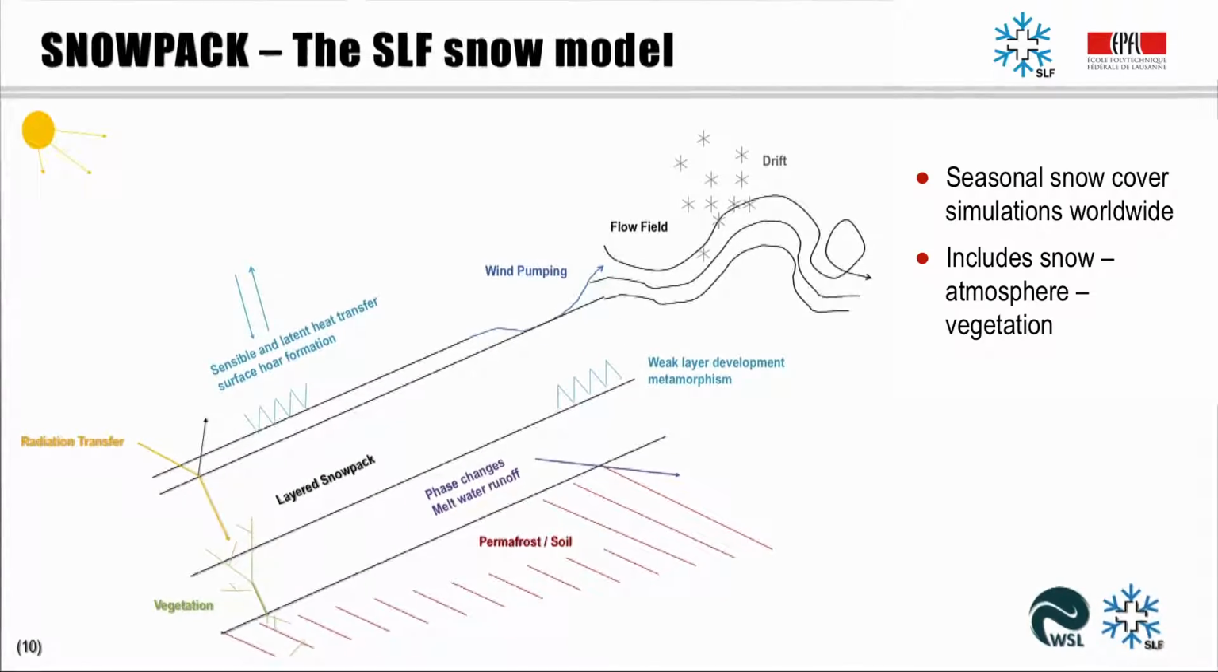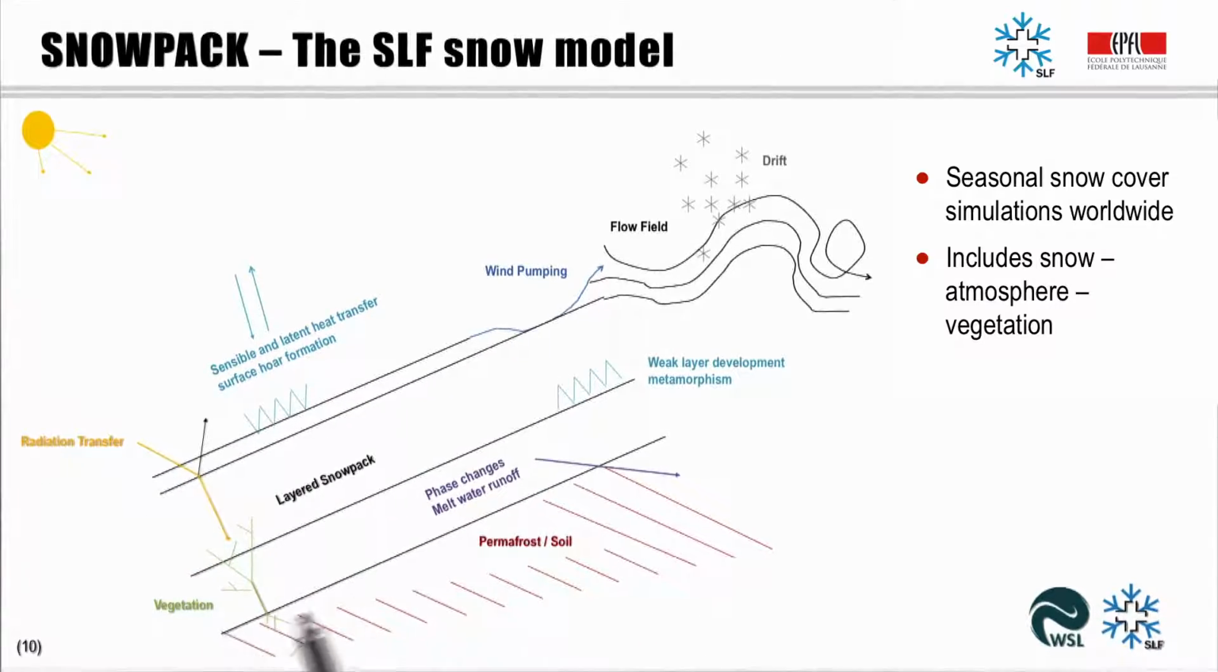The numerical snowpack model that has been developed at SLF in Davos is a detailed snow model that is used worldwide for a variety of purposes. It is used for snow cover simulations, for avalanche warning, but it's also used in the context, again, of hydrological predictions. It contains a representation of the following processes.